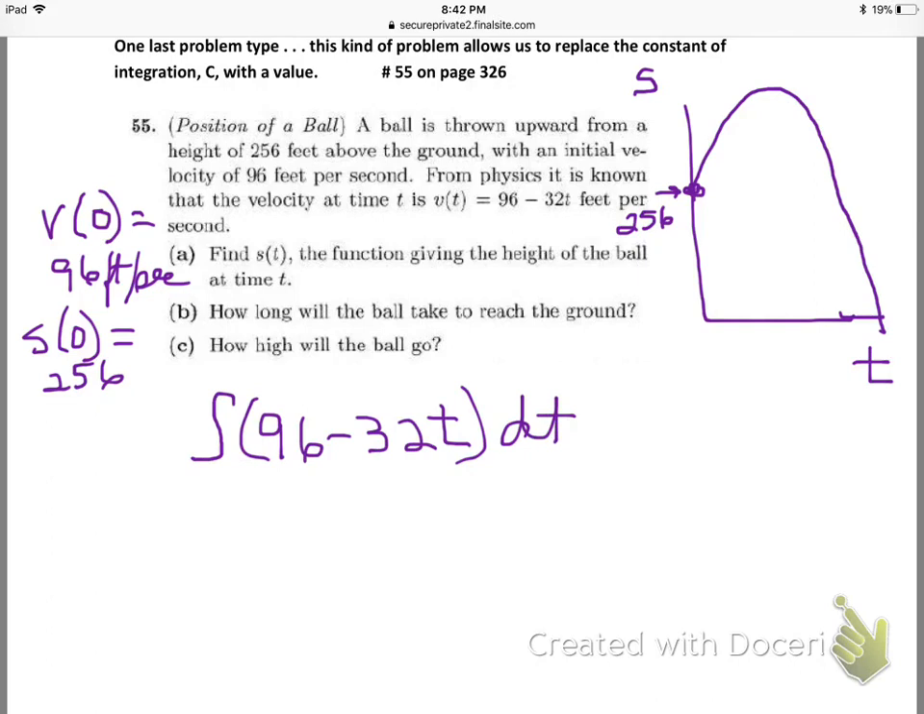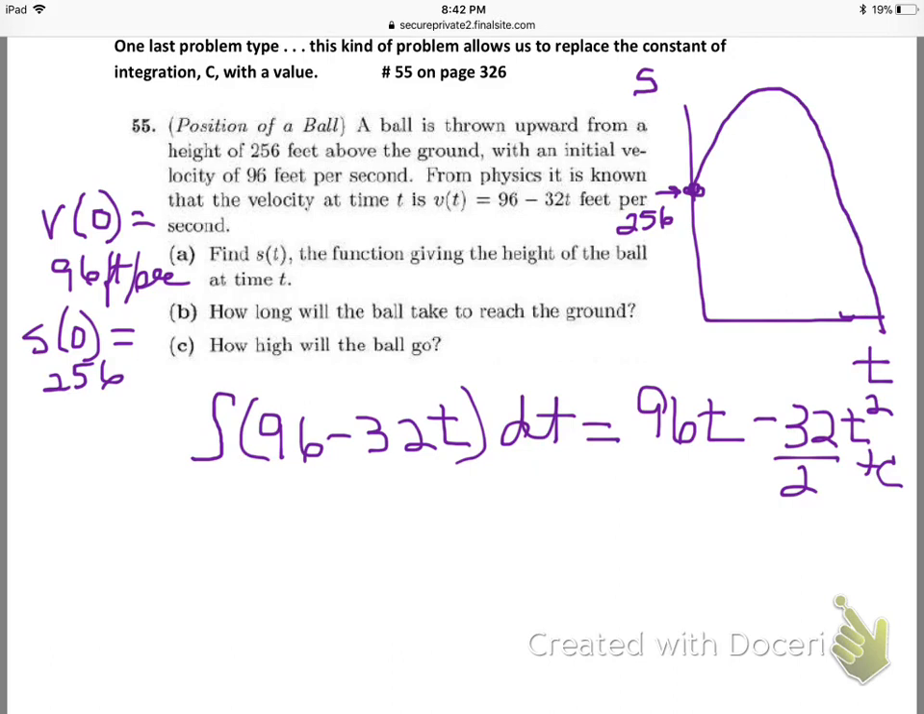All right, to find the original function, that's your capital F of t, but we're going to call that s of t because we know exactly what it is. You're going to just integrate. So I'm going to get 96 as a constant, so that's going to be 96t, because I'm going to add the variable, minus power rule, 32 t squared over 2 plus c.